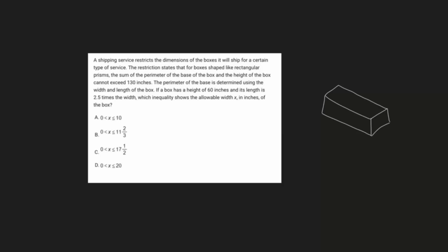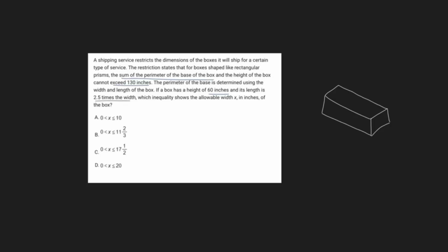The restriction states that for boxes shaped like a rectangular prism, which I've drawn out here, it's a pretty good drawing actually, the sum of the perimeter of the base of the box and the height of the box cannot exceed 130 inches. The perimeter of the base is determined using the width and length of the box. If a box has a height of 60 inches and its length is 2.5 times the width, which inequality shows the allowable width x in inches of the box?